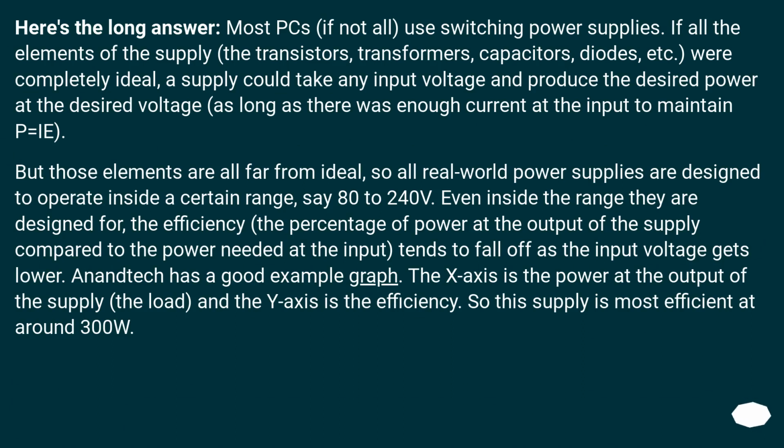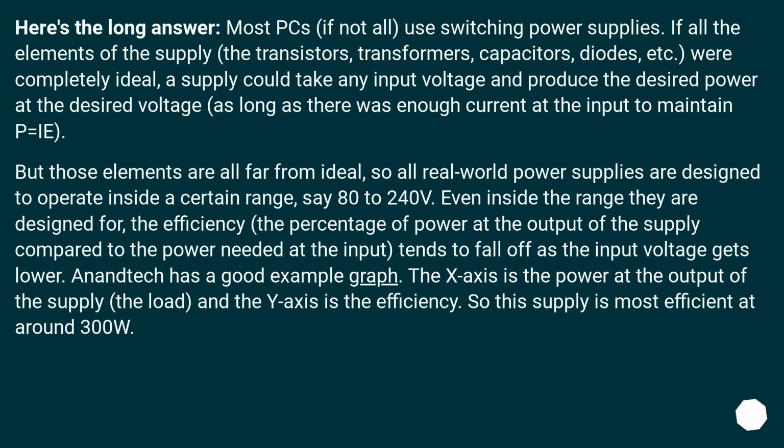Here's the long answer: most PCs, if not all, use switching power supplies. If all the elements of the supply, the transistors, transformers, capacitors, diodes, etc., were completely ideal, a supply could take any input voltage and produce the desired power at the desired voltage, as long as there was enough current at the input to maintain P equals EA. But those elements are all far from ideal, so all real-world power supplies are designed to operate inside a certain range, say 80 to 240 V.